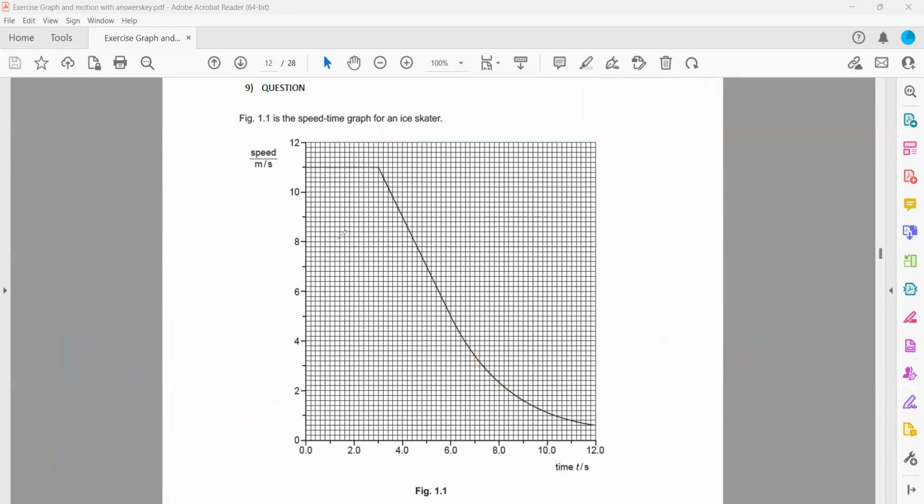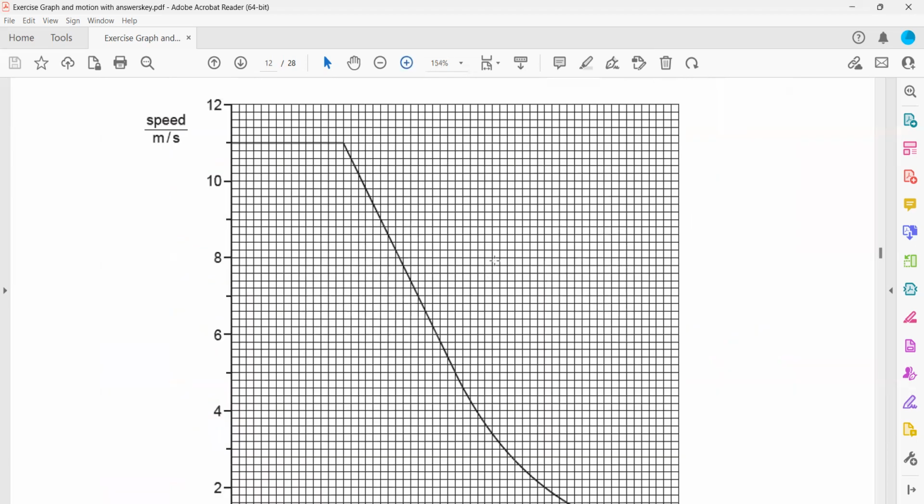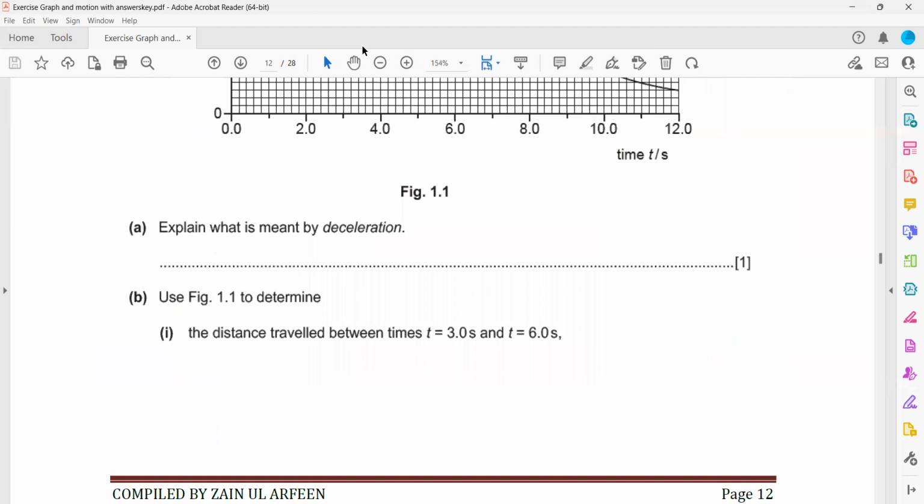Now, moving on to the question part: explain what is meant by deceleration. What is the definition of deceleration? The term deceleration means decrease in speed. Whenever objects decrease in speed, we call it deceleration. Or we can also say negative acceleration is also known as deceleration.